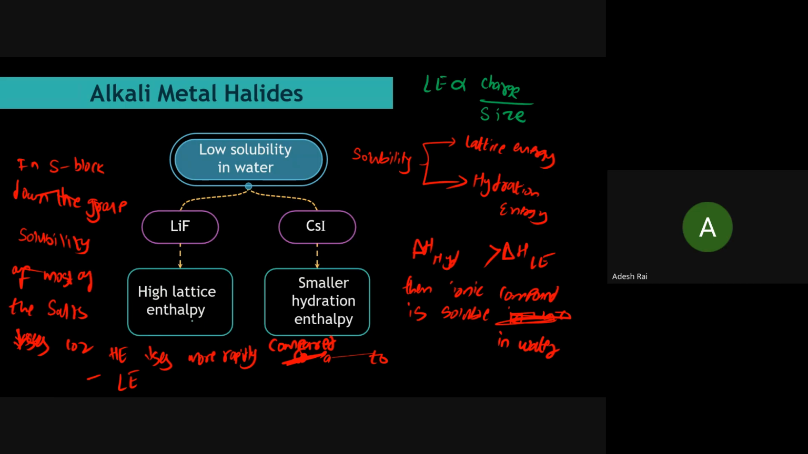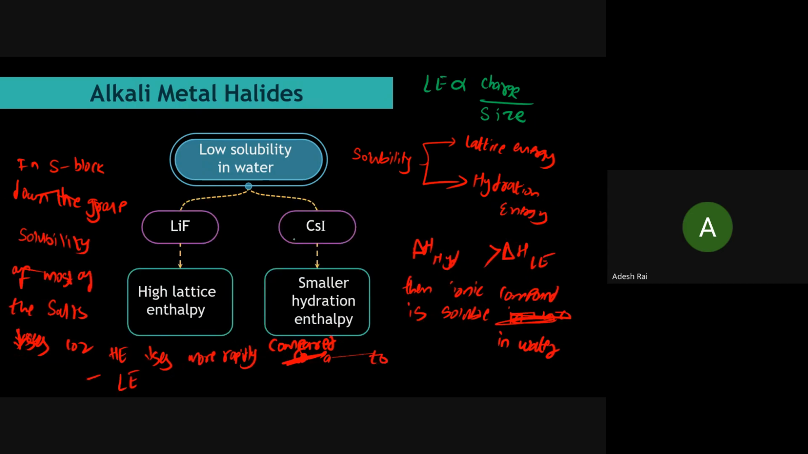And low solubility. What is the reason for solubility? For solubility, I have told you, hydration enthalpy should be greater than lattice energy. So basically, if you see for this compound, very high lattice enthalpy, so it won't be soluble in water. And similarly, this one has very small hydration enthalpy. It means a very small amount of energy is released. Therefore, this will also not be that soluble in water.